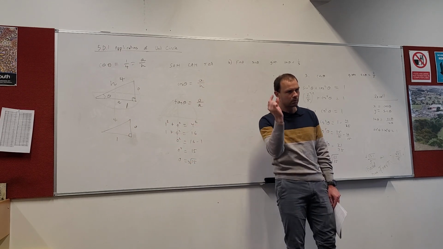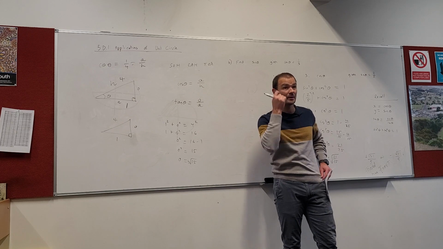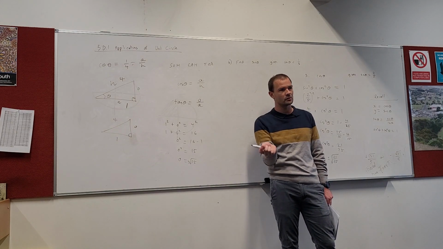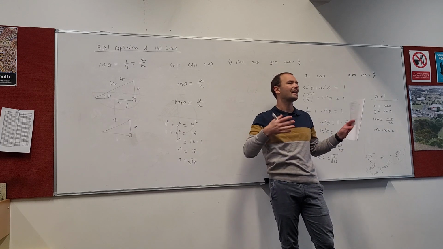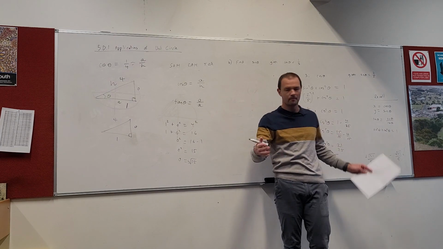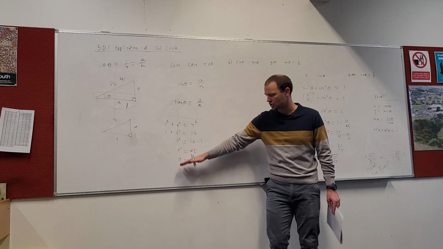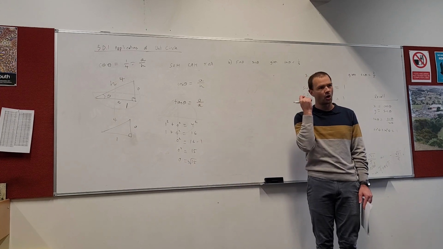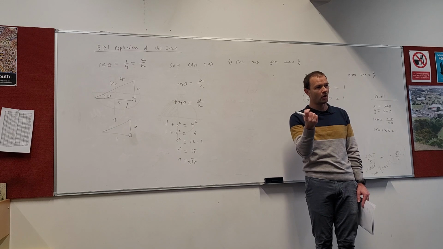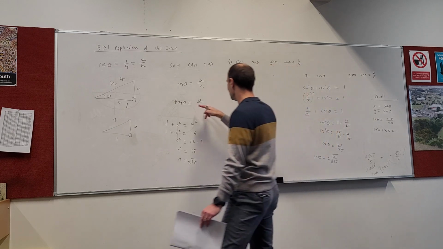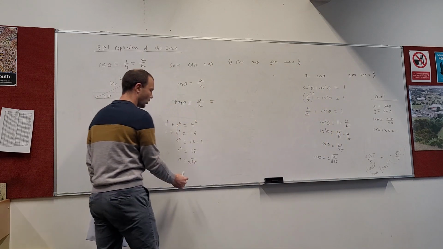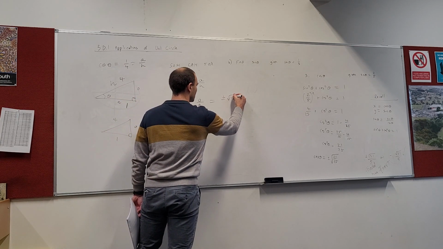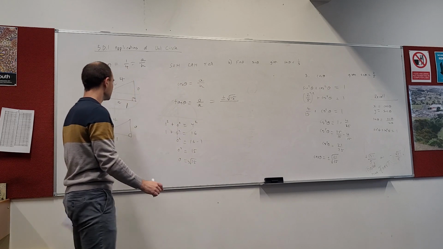Now, I've put plus or minus here because we need to consider which direction it's going in on the unit circle. A triangle can't ever have a negative dimension, but here we're considering the direction, which is why we include the plus or minus. We've got O. So then tan theta is O on A, and O is plus or minus the square root of 15, and A is 1.